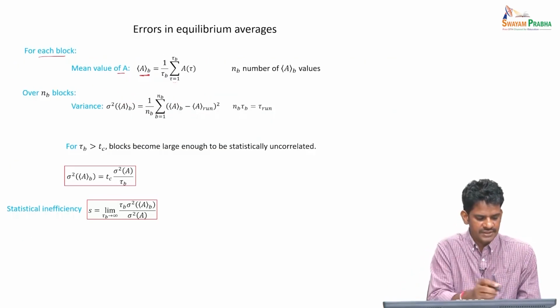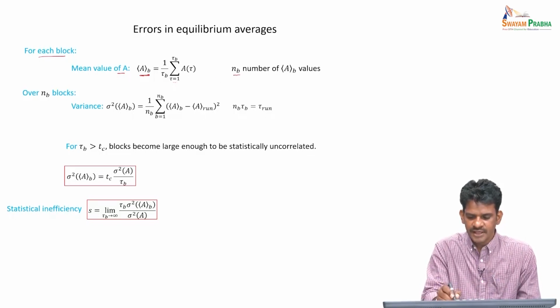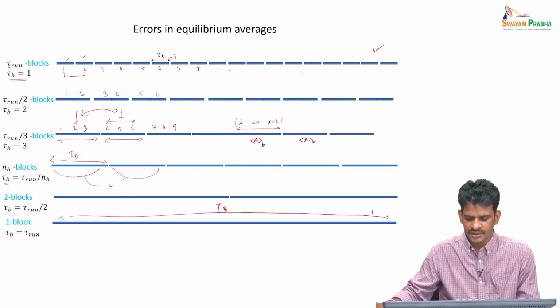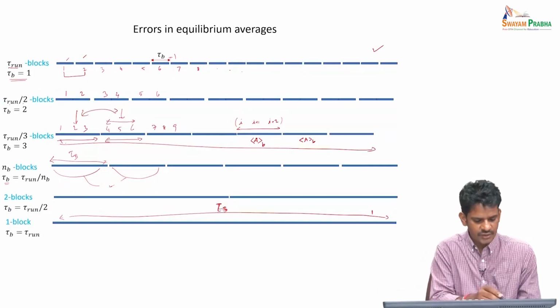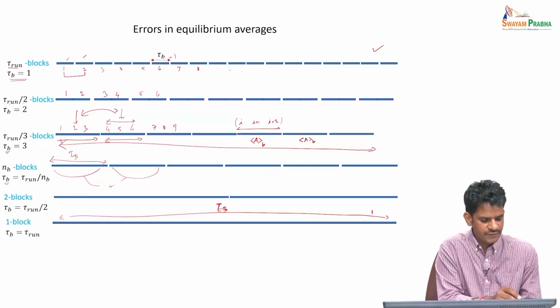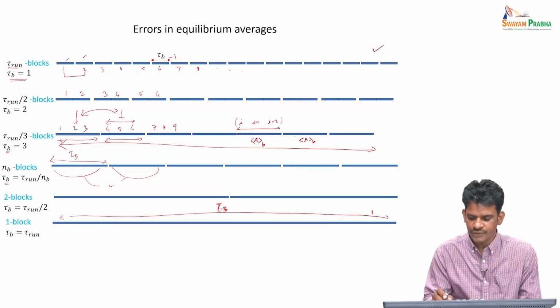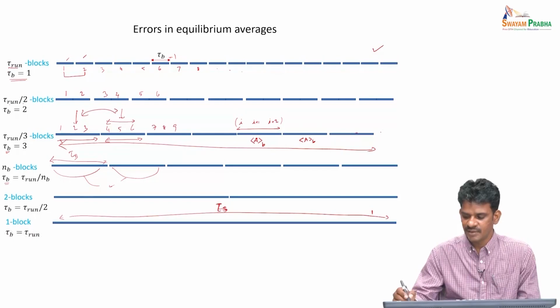Then for a given blocking operation, there will be NB number of mean values. I already noted that based on the length of the segment, the number of blocks would be the total run divided by the block size. So we are going to have the mean values for each of these blocks. Suppose I have 10 such blocks, I'll have 10 such mean values for this particular blocking operation.